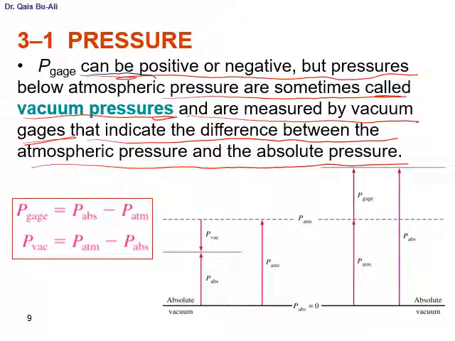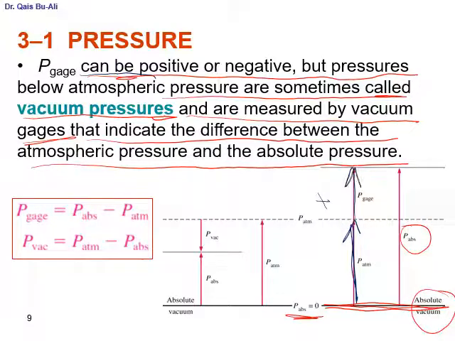Let us look at this figure here. Suppose I have this one, P absolute is equal to 0, which corresponds to absolute vacuum. So the absolute pressure will be equal to P atmospheric, which is from here to there, plus P gauge, which is from here to here. So P absolute is the total of them.